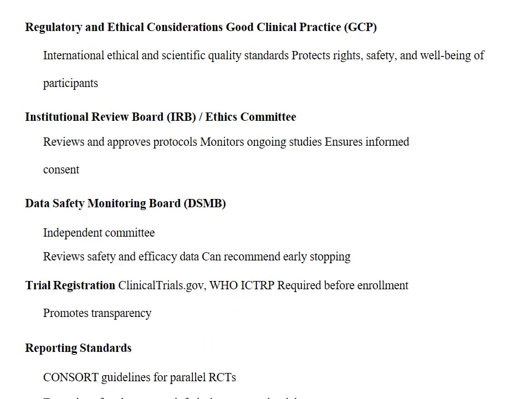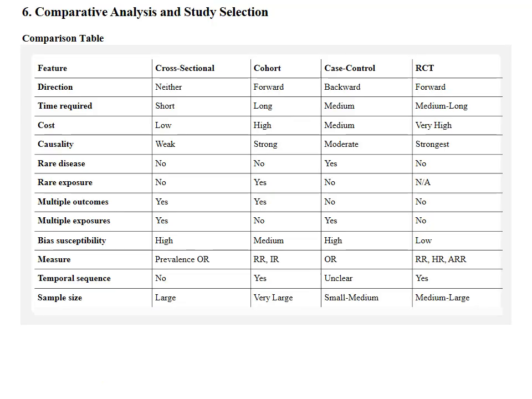Regulatory and ethical considerations. Good clinical practice, international ethical and scientific quality standards, protects rights, safety and well-being of participants. Institutional review board, ethics committee, reviews and approves protocols, monitors ongoing studies, ensures informed consent. Data safety monitoring board, trial registration and reporting standards. These are all the study designs you have to know.